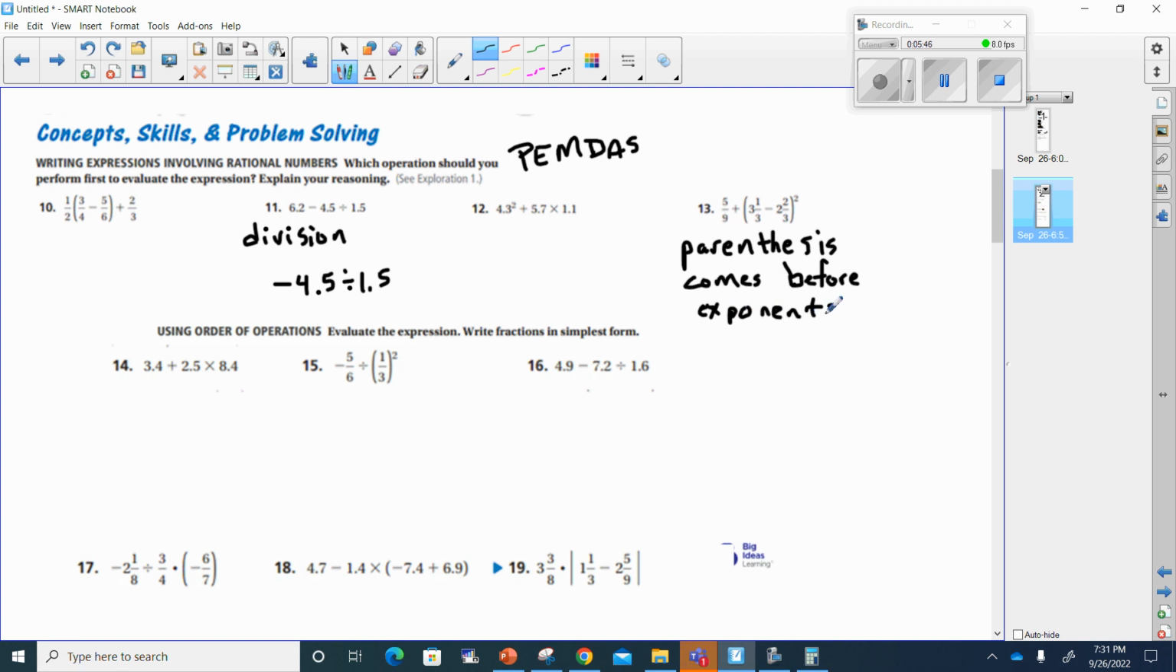All right. I'm off to number 15. Evaluate the expression, write the fraction in simplest form. I'm going to evaluate this. So finding the value. Well, I'm going to do the exponent first. There's nothing to do in the parentheses. So this is going to be -5/6. I'm going to be adding this. Or is that a division sign? I'm thinking that looks more like a division sign.